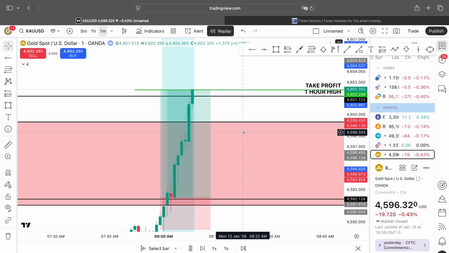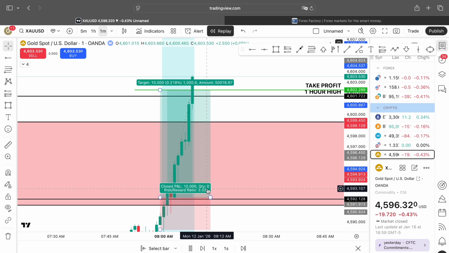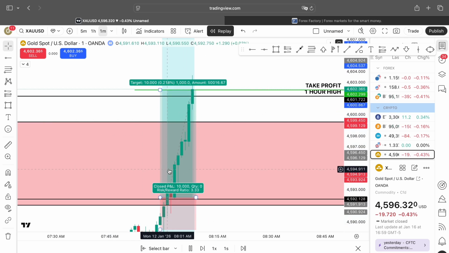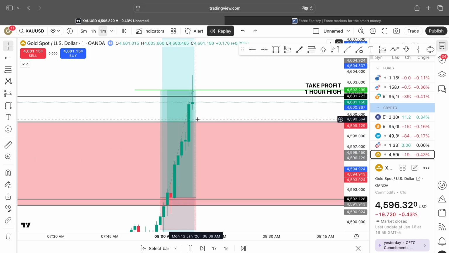Boom. Take profit. Done. First trade is done. We're done. How many minutes did that take? That took 1, 2, 3, 4, 5, 6, 7 minutes. You could have made anywhere from 200 to 1,000 or more dollars in 7 minutes. How valuable is your time? You get what I'm saying? What are you willing to sacrifice in order to make that?